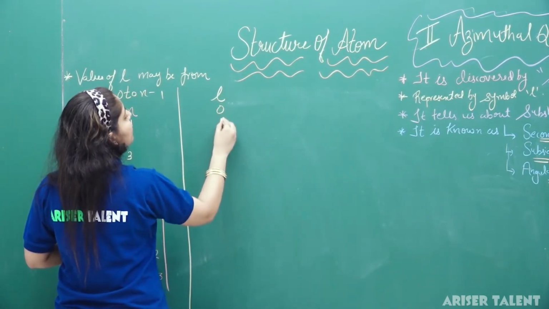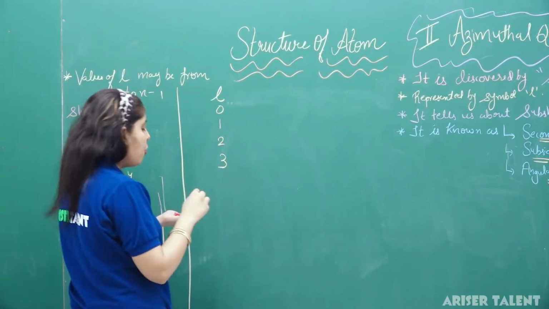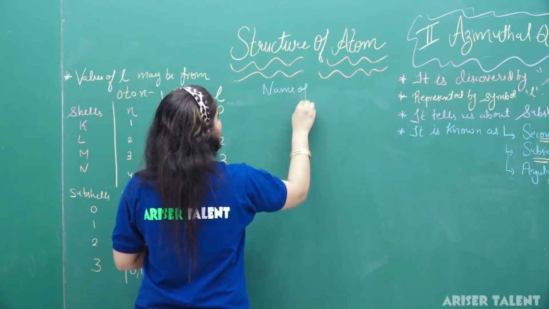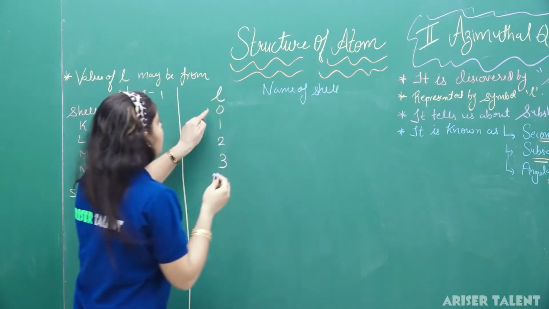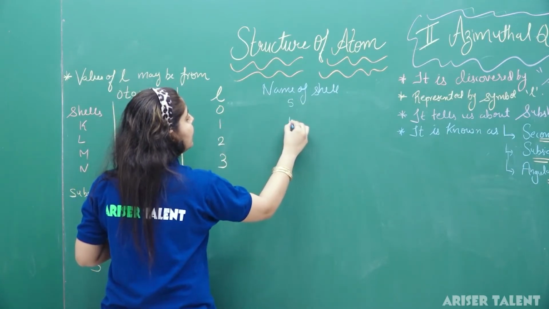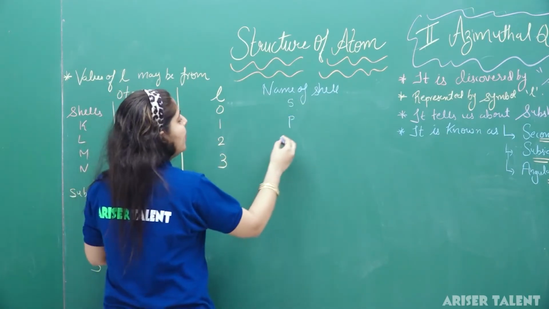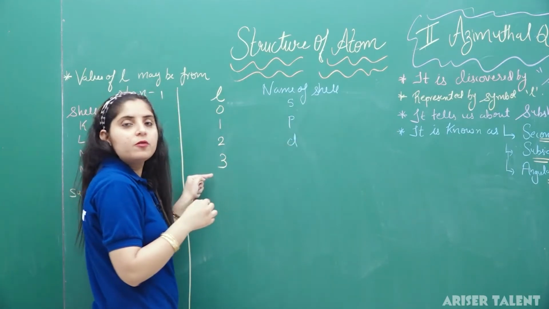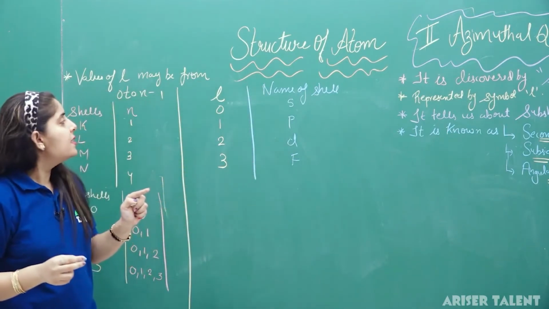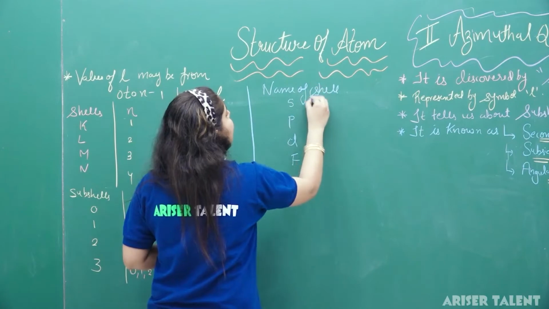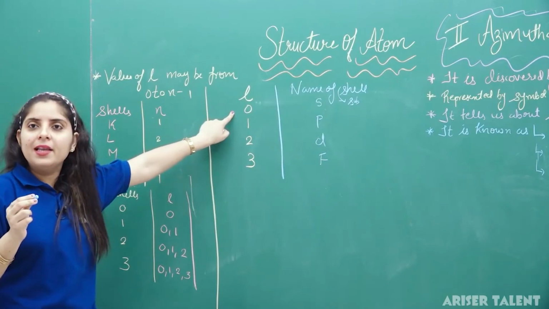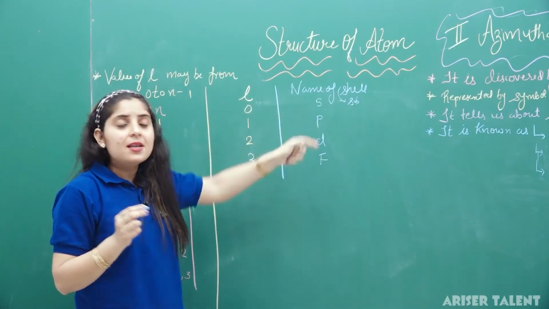If L equals 0, 1, 2, 3, we can name the subshells as follows. For the value of L equal to 0, the subshell is called S. For the value 1, it is called P. For the value 2, it is called D. And for the value 3, it is called F. So, it can be represented by the symbols SPDF, and these are actually the subshells. So, if we have the value of L equal to 0, we will specify it as S.